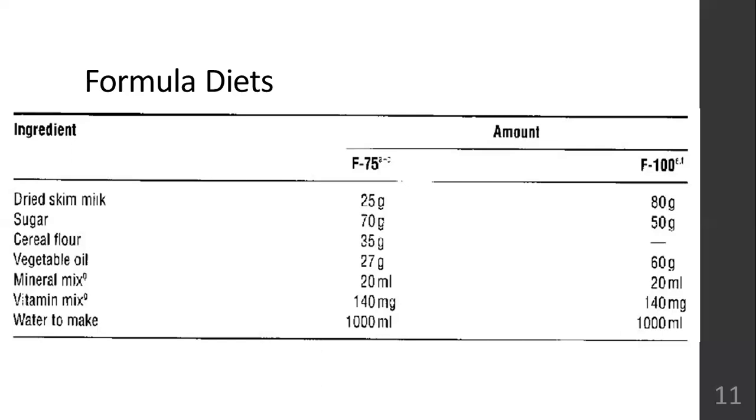So you start with F75 because it's low calorie as compared to F100. It is low calorie and it has cereal flours and all. Okay, so it is well tolerated.